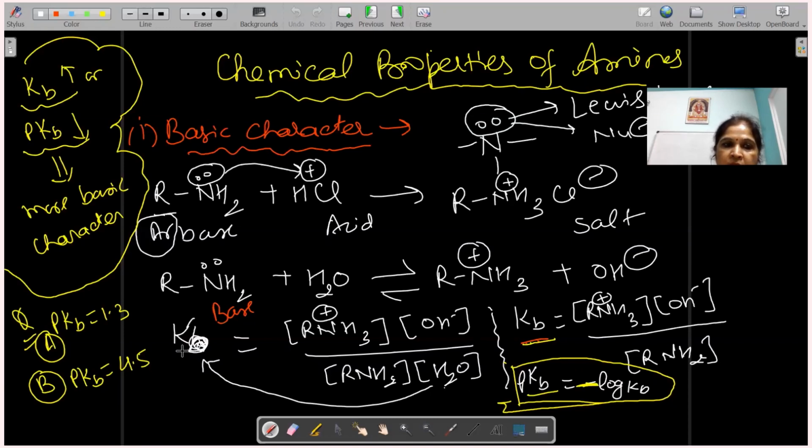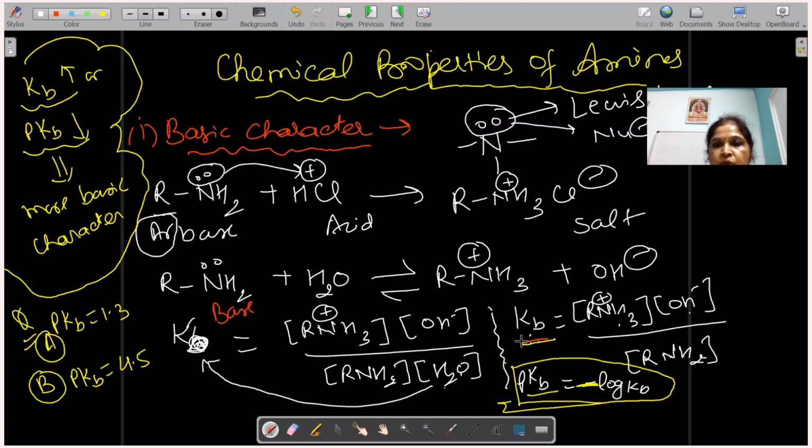All of you know what K is. K is the equilibrium constant, which is equal to the product concentration upon reactant concentration. When water is multiplied with the constant K, we can write a dissociation constant. For a base, we write Kb. For an acid, we write Ka. So it is actually a base, so we write Kb. This Kb is equal to the ammonium ion concentration and hydroxyl ion concentration upon the amine.